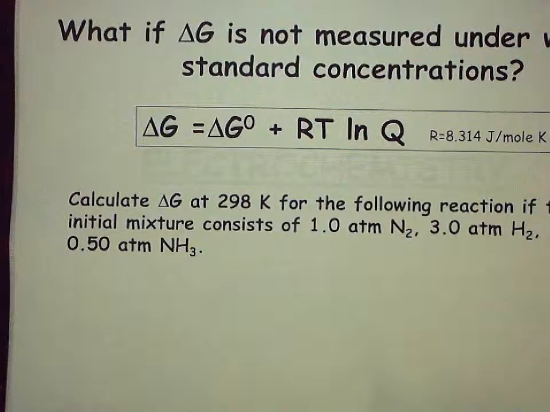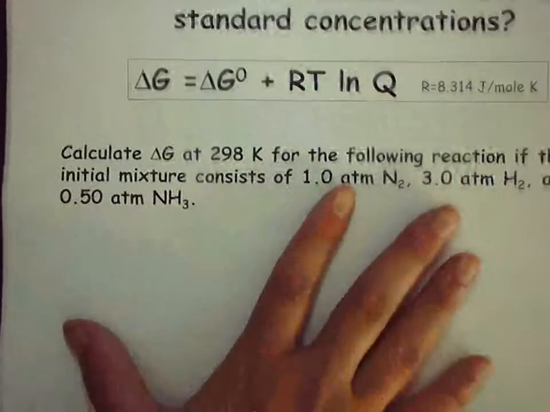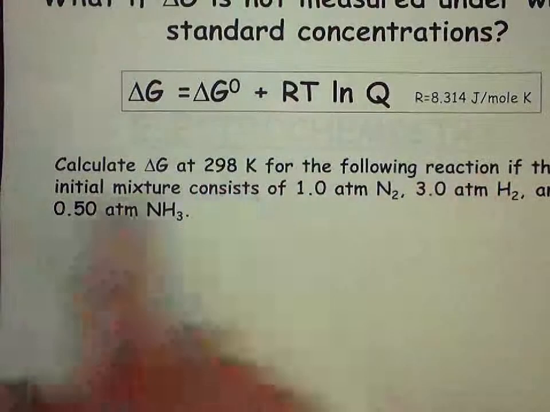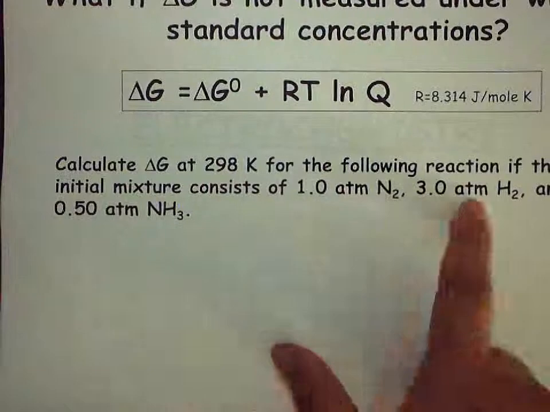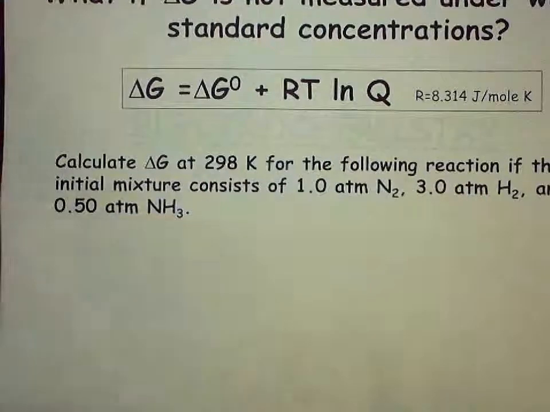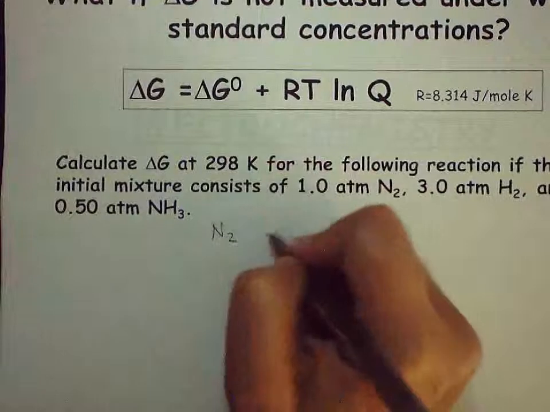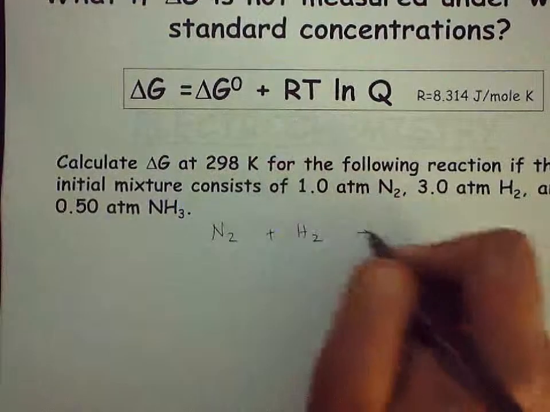Yep. All right, so let's do a sample problem. It says calculate delta G at 298 for the following reaction if the initial mixture consists of 1 atmosphere N2, 3 atmosphere H2, and 0.5 atmosphere NH3. It's the same reaction that we just did. It's ammonia being manufactured from nitrogen and hydrogen.